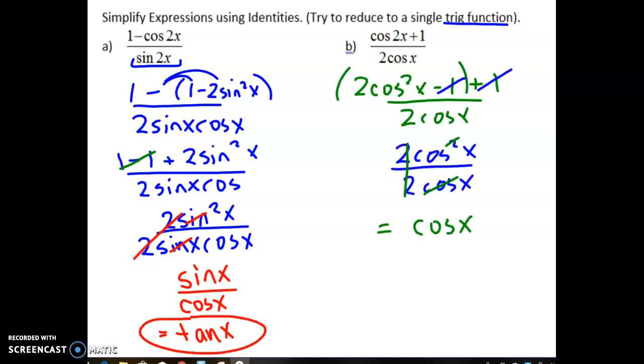So for part B, we're going to trade the cos 2x with 2 cos squared x minus 1, because then my minus 1 and my plus 1 will even each other out. After that, we can just divide out our 2's and one of our cosines, so that we're left with a simplified answer of just cosine x.